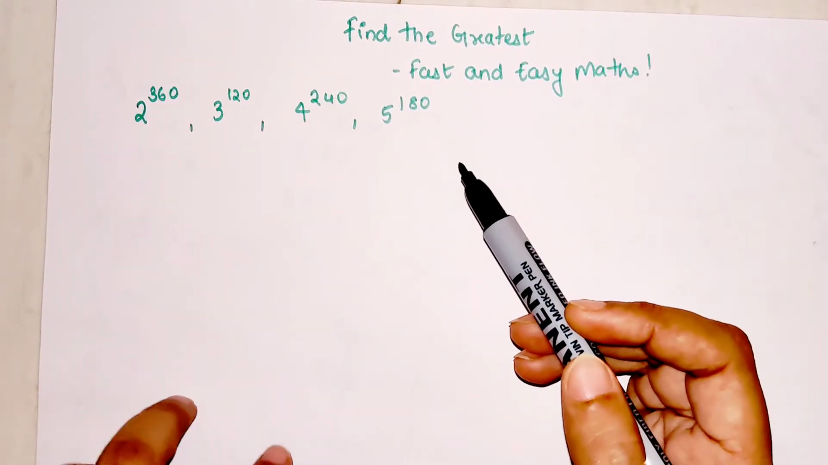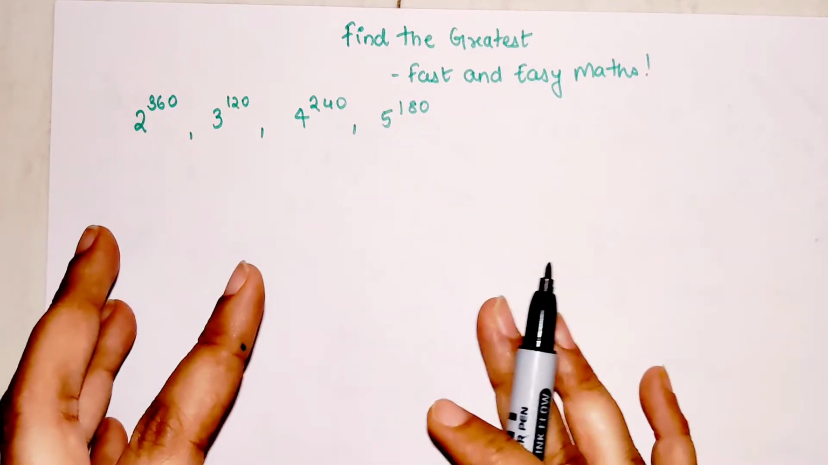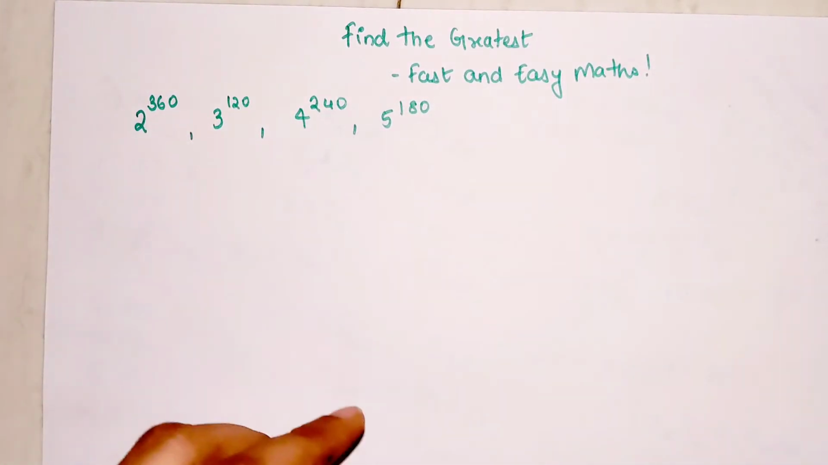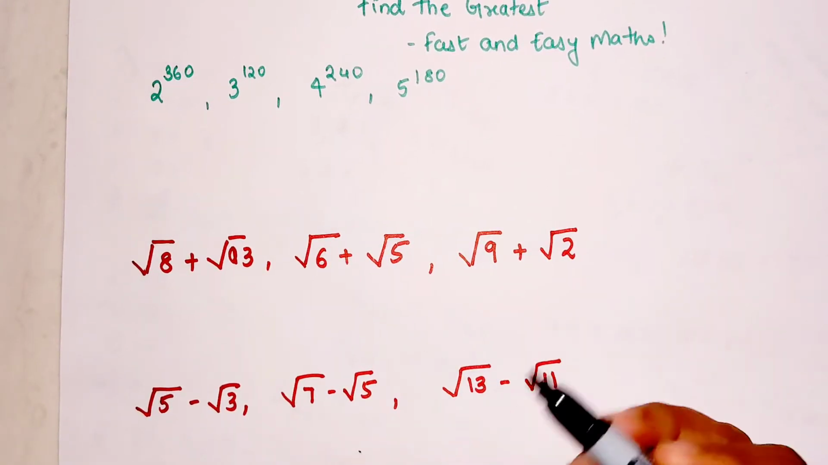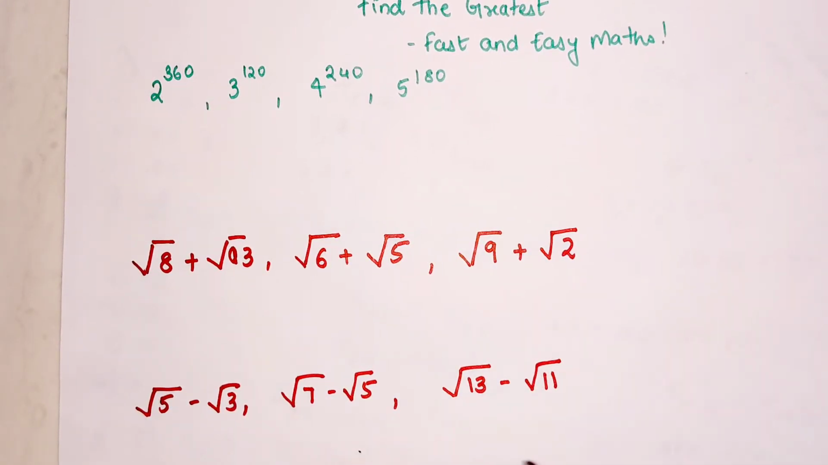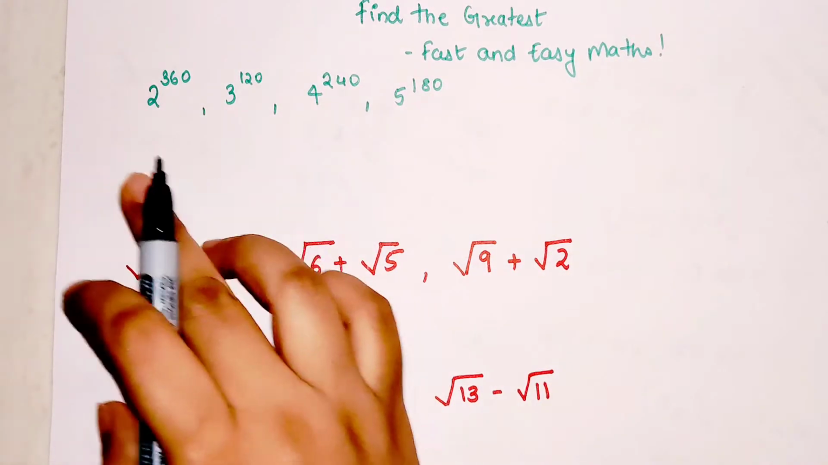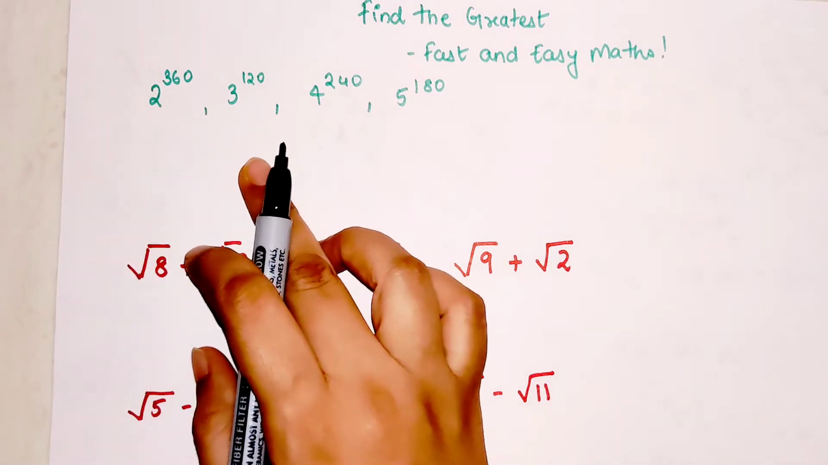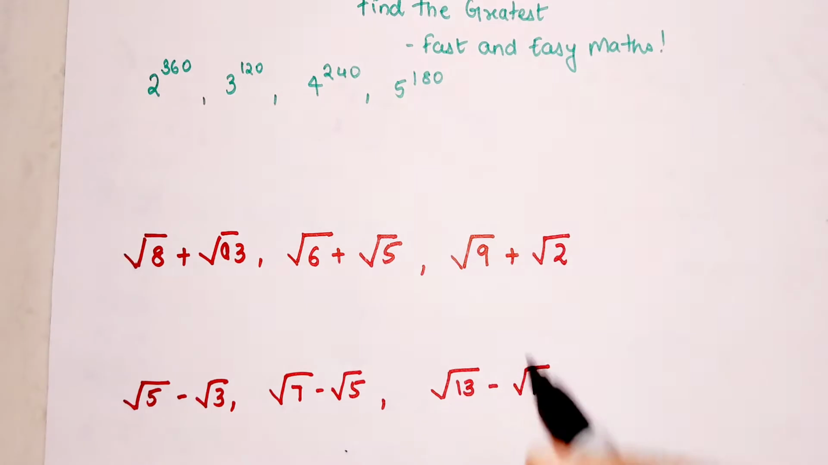related to mathematics. So students, today we are going to solve many of these kind of questions. In fact, there will be these kind of questions also we will be able to solve literally orally. All you need to understand is just basic tricks. So the question goes: find the greatest among 2 raised to 360, 3 raised to 120, 4 raised to 240 and 5 raised to 180.